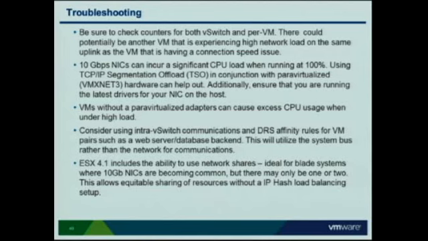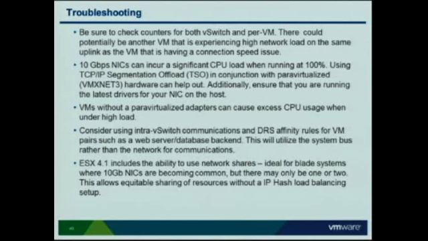10 gigabit NICs, we're starting to see a lot more of them lately. They definitely incur a significant CPU load when they're running at 100%. So anything you can do to reduce that is going to help you out. Using TCP segmentation offload in conjunction with the para-virtualized hardware can help out, and definitely make sure you're running the latest drivers for your NIC. VMs without para-virtualized adapters can cause excessive CPU usage when under high loads, so use that VMXNET3 driver where you can. And consider using intra-vSwitch communications and DRS affinity rules for VM pairs, such as a database with a web front end. When you do this, it will allow that VM to communicate over bus speed versus having to go out to the network.